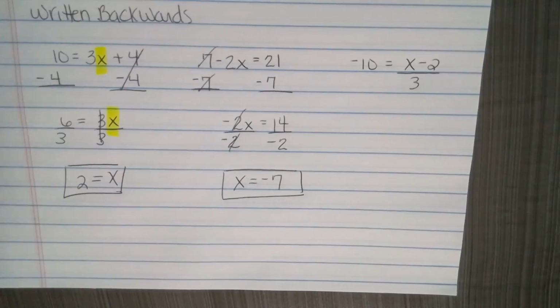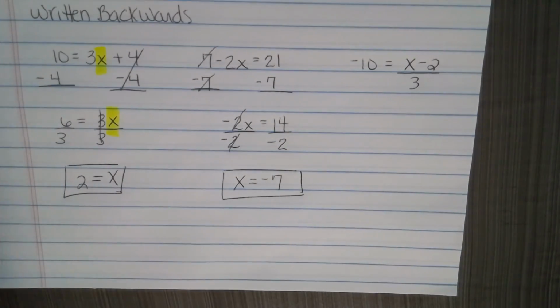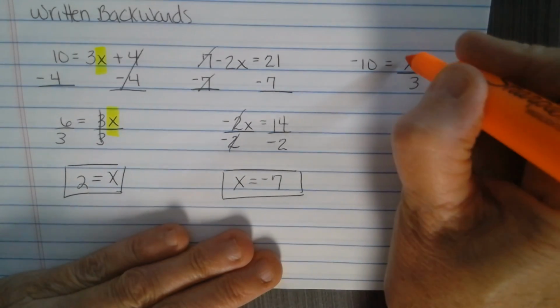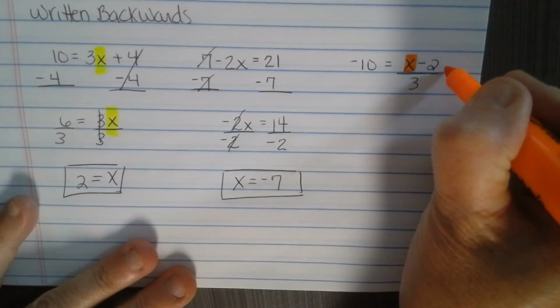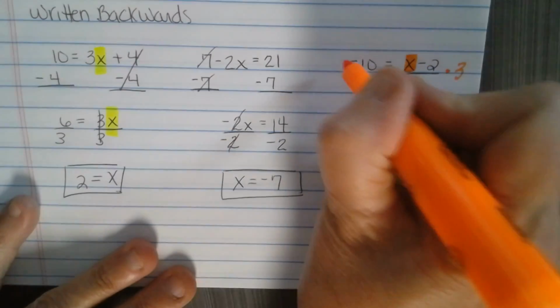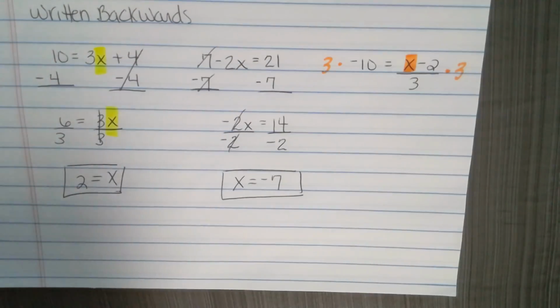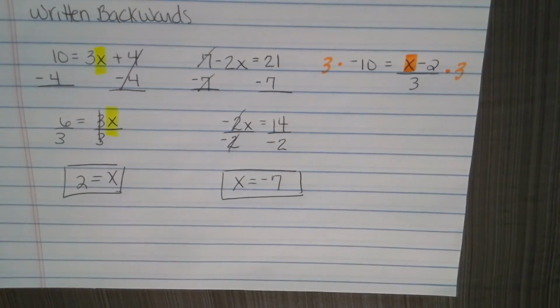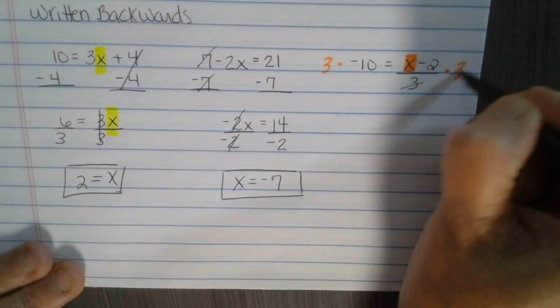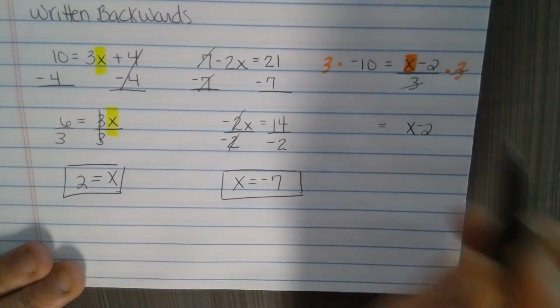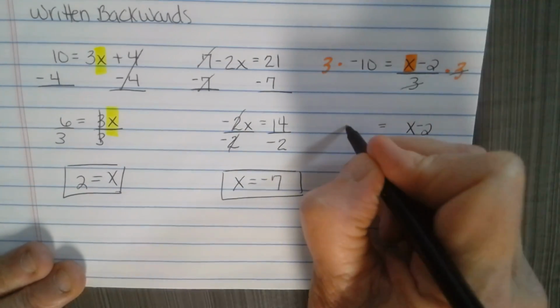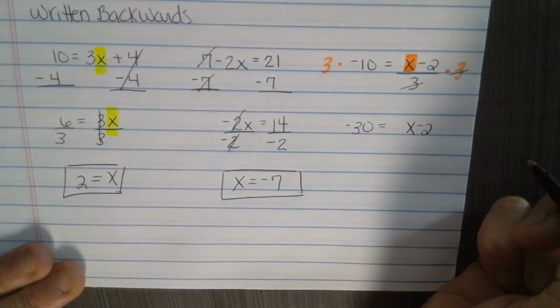And last one, written backwards. Again, it's all about keeping an eye on our variable. I need to get rid of the 2 and the 3. This is one of the weird ones we spoke about. I've got to get rid of the 3 first by multiplying. Bring down the x minus 2, bring down the equal sign, and 3 times negative 10 is negative 30.